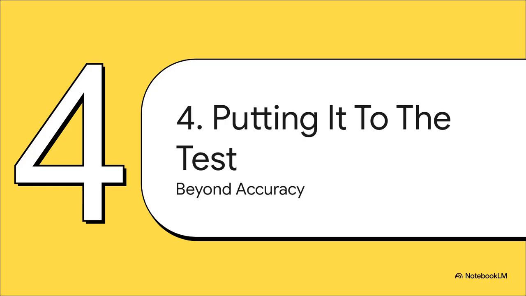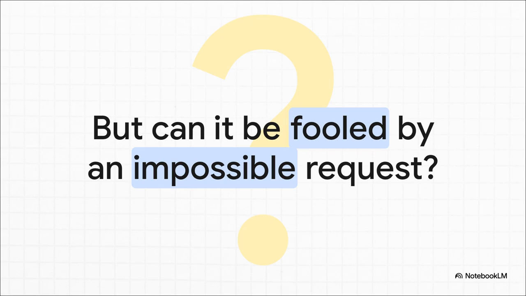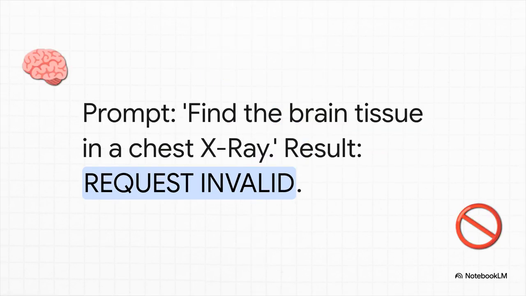But you know, a truly intelligent system doesn't just know what to find, it also has to know what not to find. So the researchers put BiomedParse through another really important test, its robustness. So can you trick it, right? What happens if you give it a totally ridiculous prompt? Does it just make something up, or is it smart enough to know that the request is nonsense? Well, the researchers tried exactly that. They asked it to find brain tissue in a chest X-ray. Now, a dumber model might try to find some random pattern that kind of sort of looks like brain tissue, but not BiomedParse. It correctly recognized that the request made no sense and just said, request invalid.